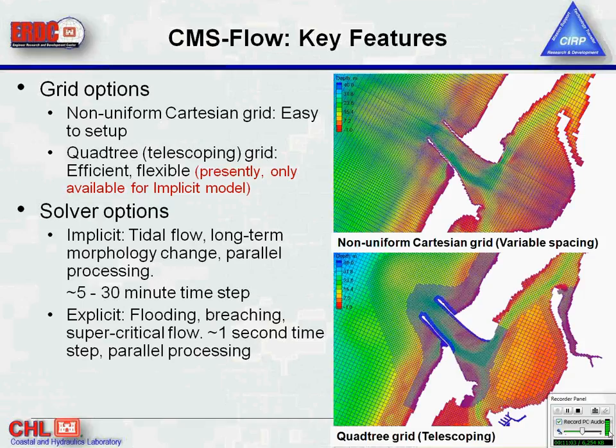Currently we have an implicit and an explicit solver for the model. The implicit solver is linked to the telescoping grid. Currently for the explicit solver, you still have to use the non-uniform Cartesian grid. And you can see from here that different solvers can use different time steps, and different features can be used for different solvers.